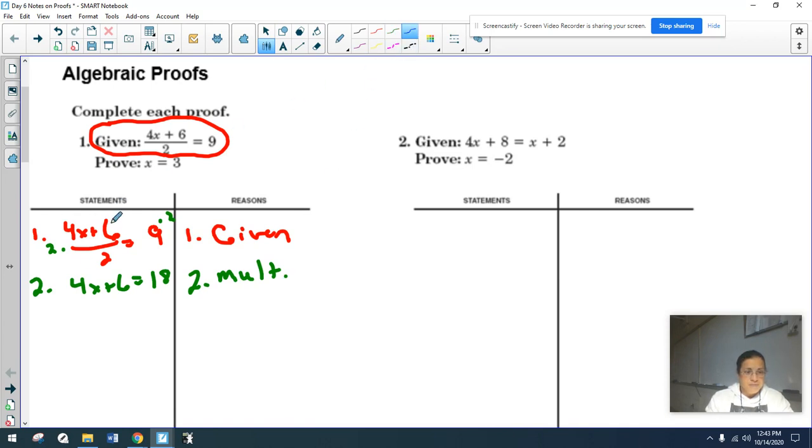Okay, next. The next thing you would do to solve is you would minus 6 from both sides. That's what you would do to get step 3. So you'd be left with 4x equals 12, okay? And then the reason, what we just did was we subtracted 6 from both sides. So this is the subtraction property of equality. Give me that t in there because there's substitution and there's subtraction.